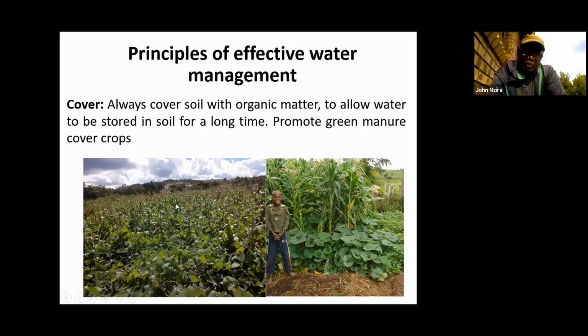For example, here you see my farm. When water comes here, you won't see water running on the surface, and the water is directed into the ground. This can be done in a commercial way or in a small-scale farm. The one on the right is called a green manure cover crop, and it is a good method that you can use to cover your ground so that water goes into the ground.